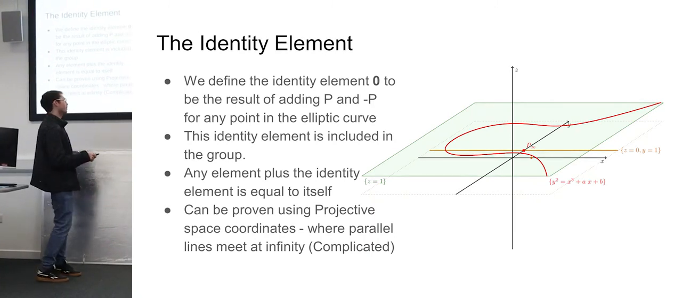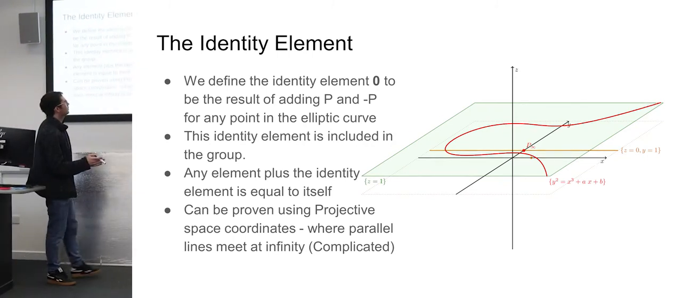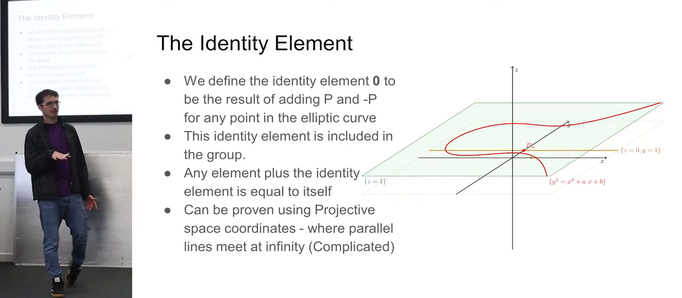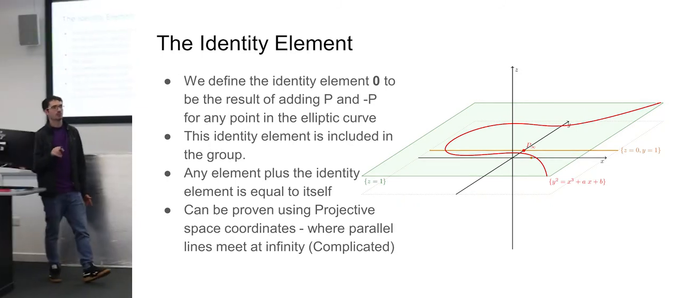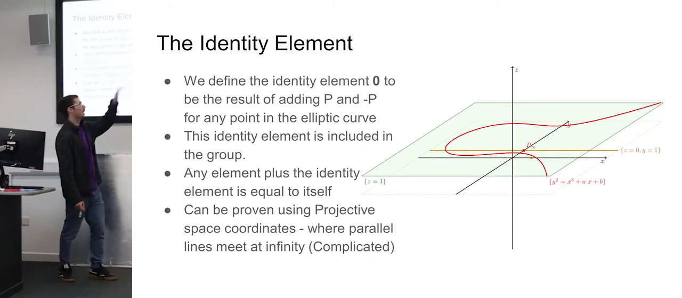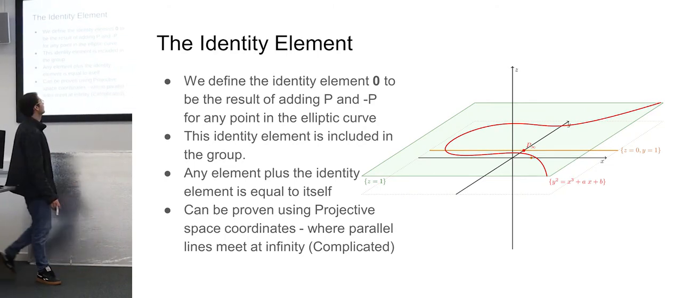I'm not clever enough at the moment to be able to do that, but I can share some resources which basically explain how when we're looking at an elliptic curve, we're looking into 2D space. It's a 2D space, but if you project that 2D space into 3D, you can actually define why the identity element is what it is.